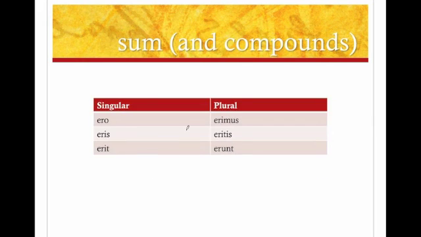We should look at sum real quickly. To remind you, the imperfect was eram, eras, erat, eramus, eratis, erant. I was, you were, he was. We were, you were, they were.